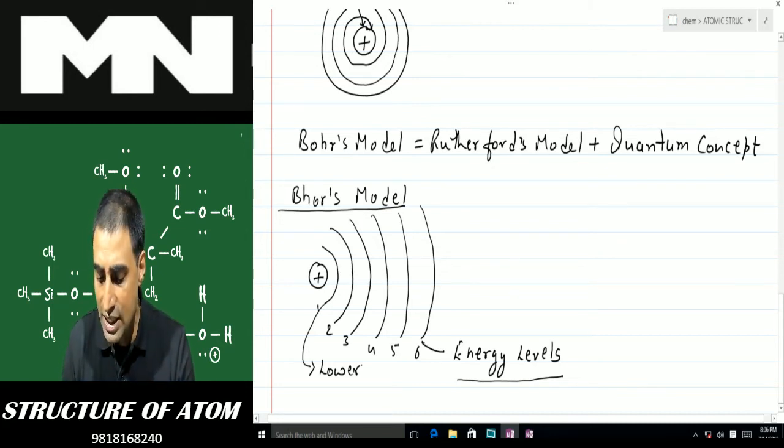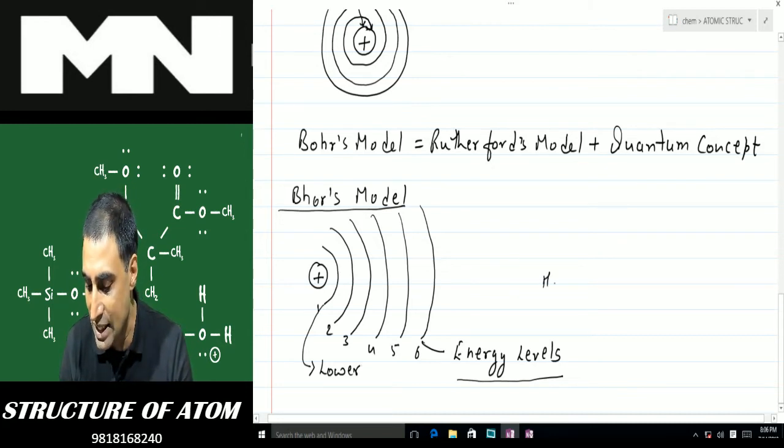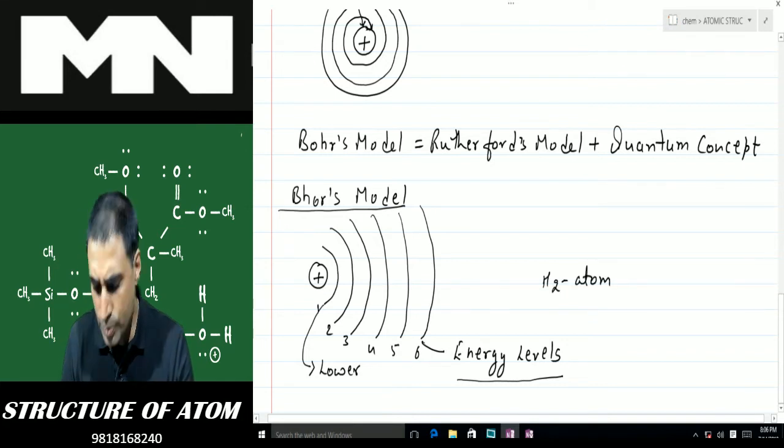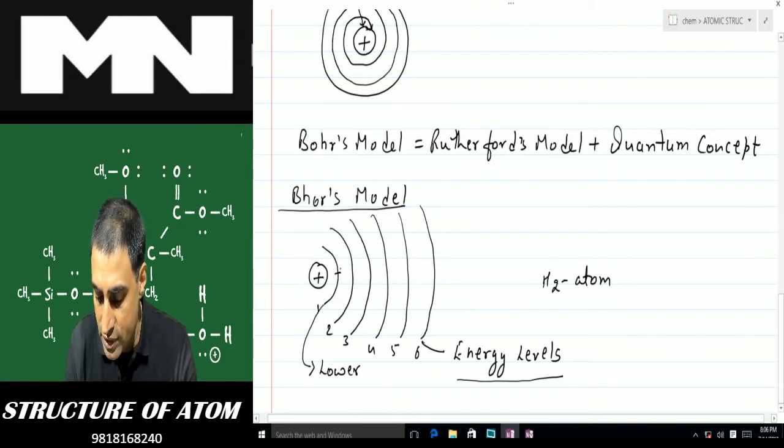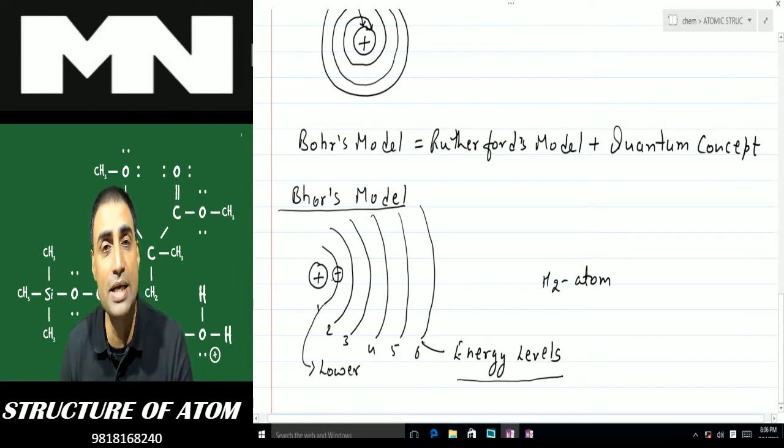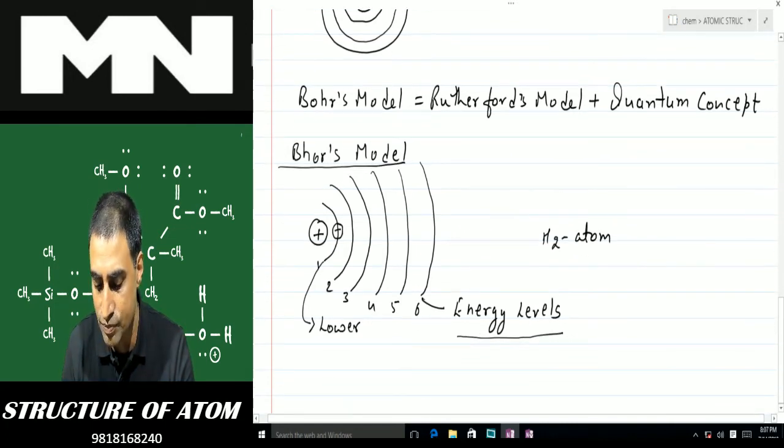Now suppose this is a hydrogen atom. We take it as a hydrogen atom. What Bohr said is that an atom consists of a centrally placed nucleus. In the hydrogen atom, you have got an electron in the first shell. And this electron has got some energy. It has got a lesser energy because it is in the first shell, and the first shell can accommodate only those electrons which have got lesser energy. So this electron has got a lesser energy.